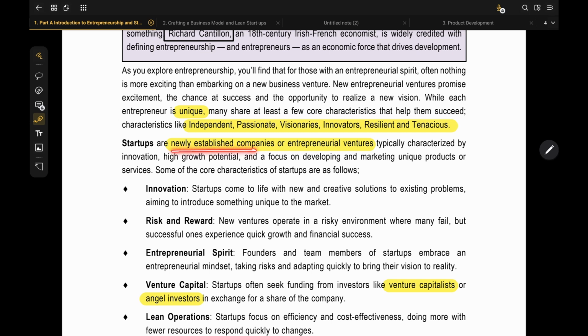Startups are newly established companies. Startups should be companies, and some other criteria are also there, which we will be studying later. What is a startup? What should be the turnover? What should be the age of the startup? Those are all conditions which we will be seeing later in the chapter.